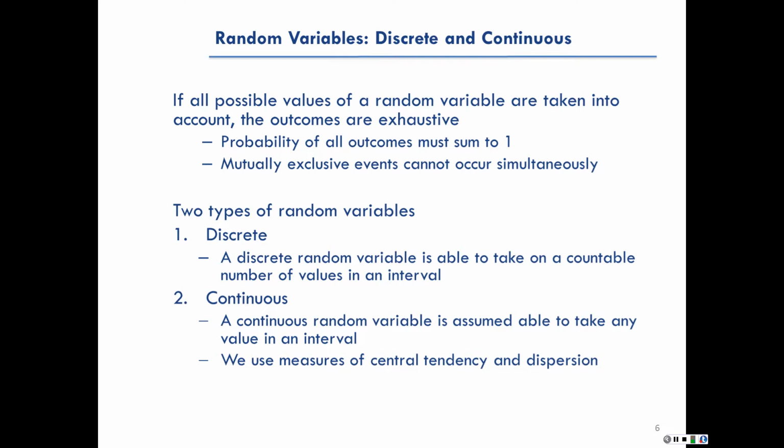There are really 2 types of random variables. The first type is discrete, the focus of this lecture. A discrete random variable is able to take on a countable number of distinct values in an interval, whereas a continuous random variable is able to take on any value in an interval, and we'll talk about that more in the second lecture.